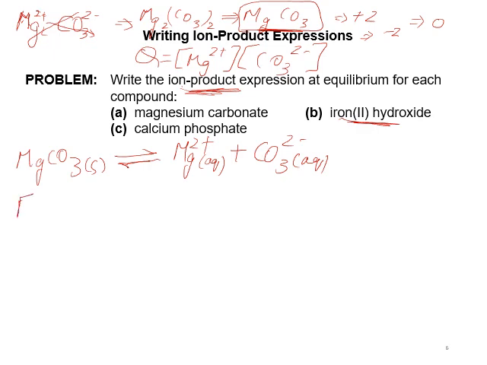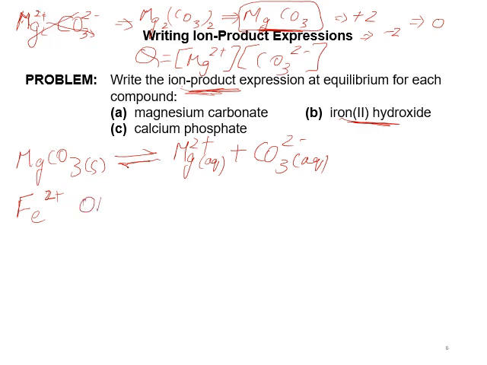So for the formula of iron hydroxide, it is telling me iron is 2+. Why? Because whenever it gives you this number right here in Roman numerals in parentheses, it's telling you what charge the cation has. So this is iron 2+.